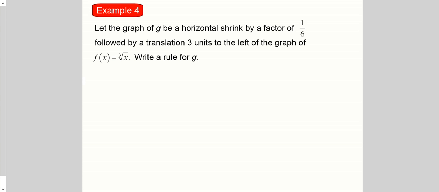Example 4. Let the graph of g be a horizontal shrink by a factor of 1/6, followed by, so make sure we do this transformation first, followed by a translation 3 units to the left of the graph of f of x equals cube root of x. Write a rule for g. So here's our starting function. Got to do a horizontal shrink by 1/6, and then 3 units to the left.